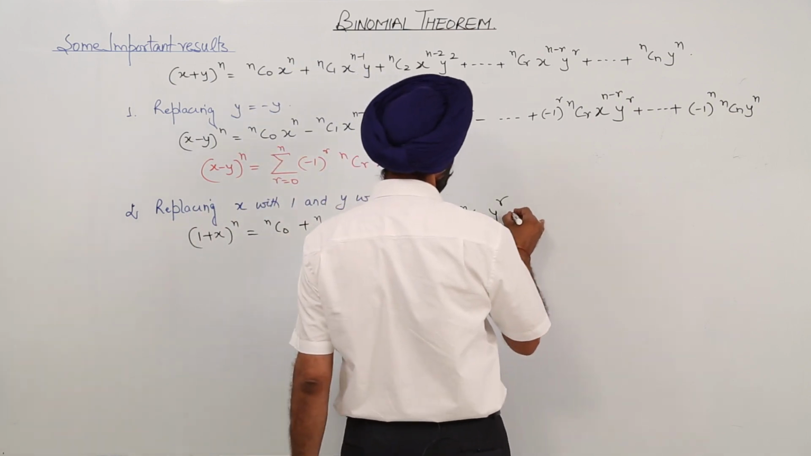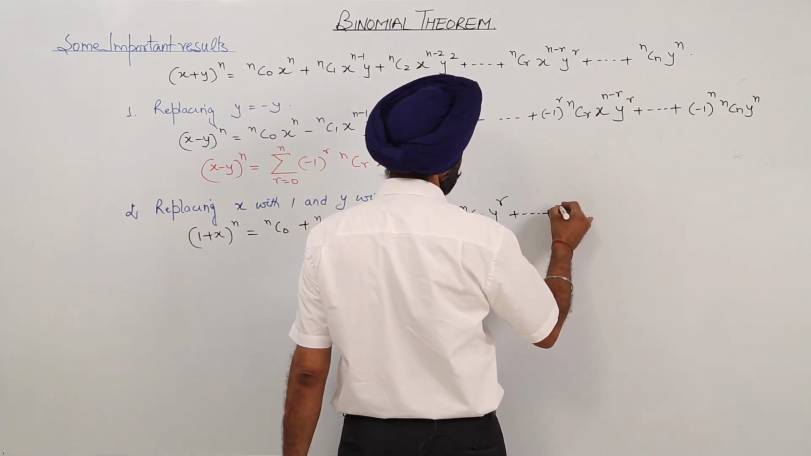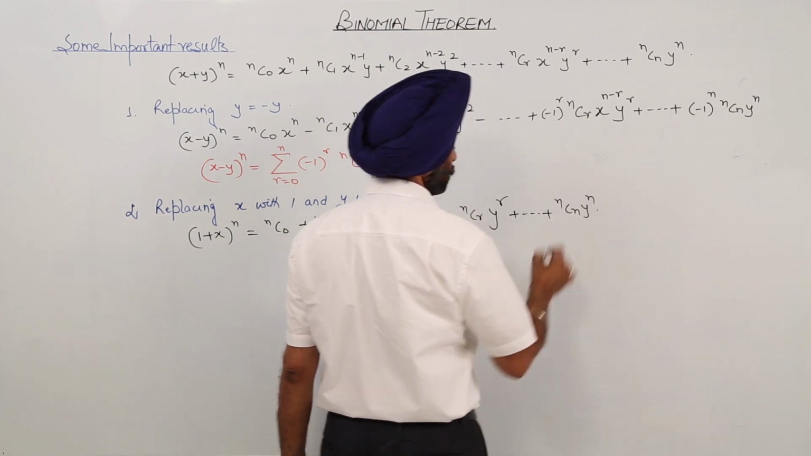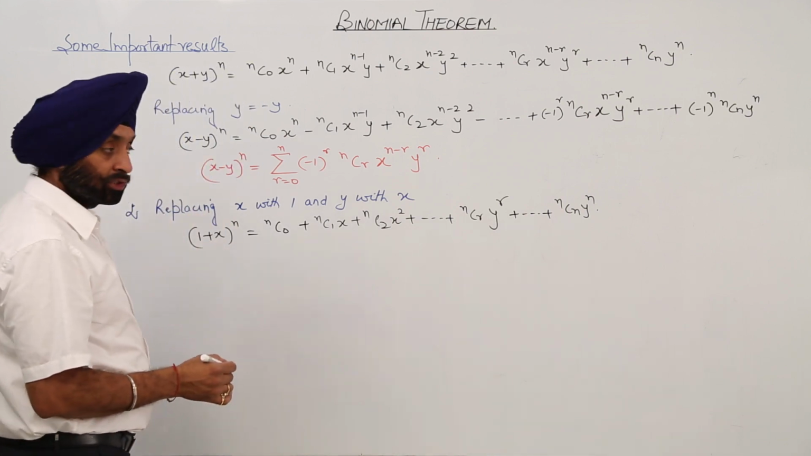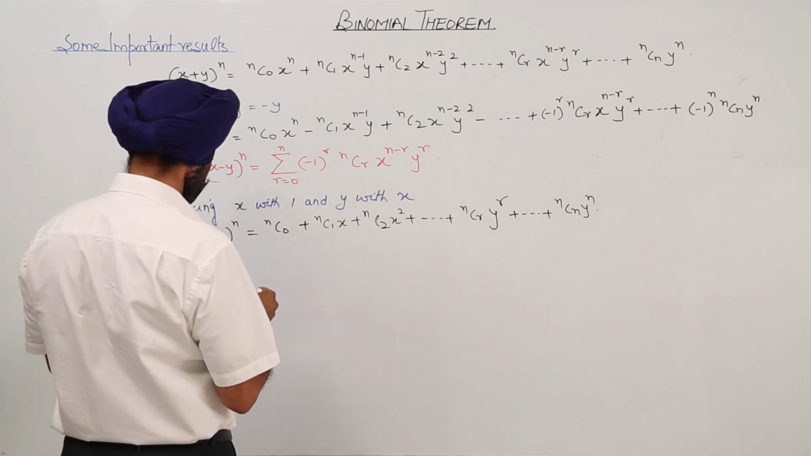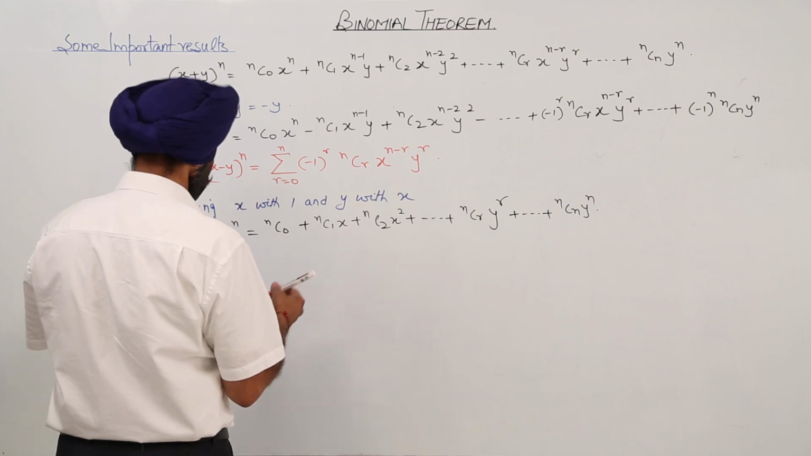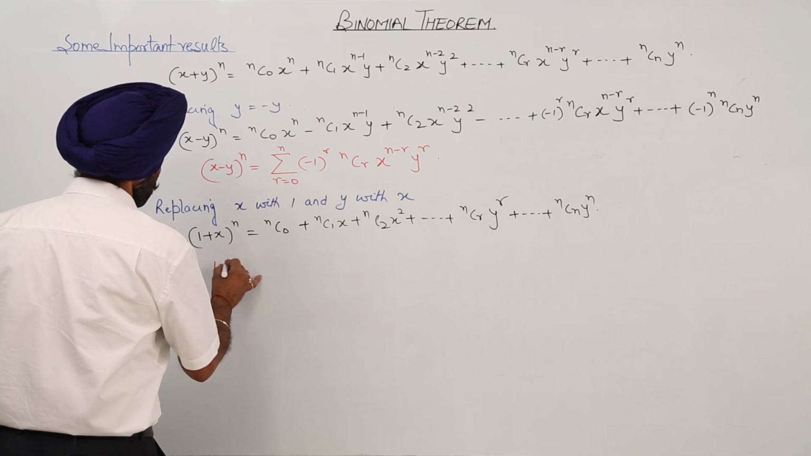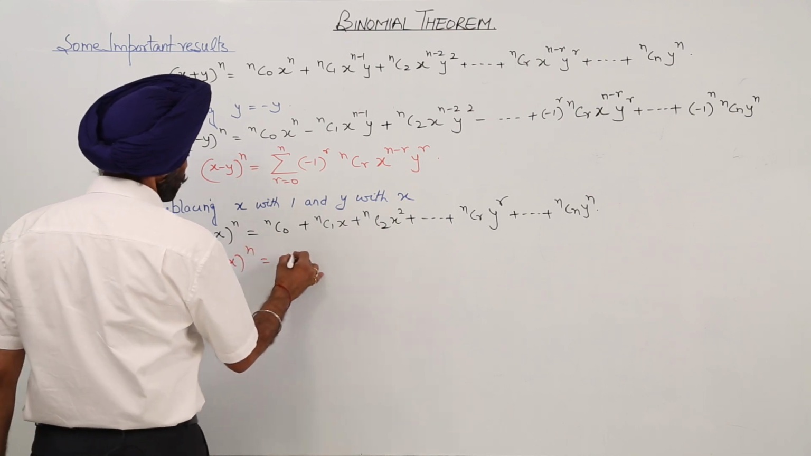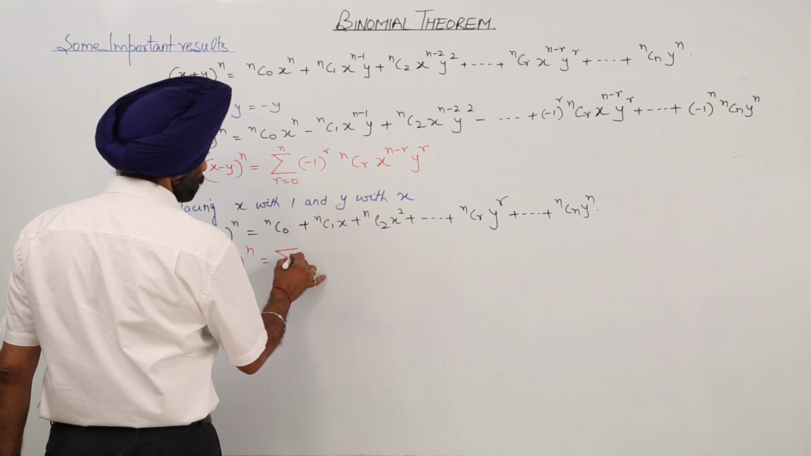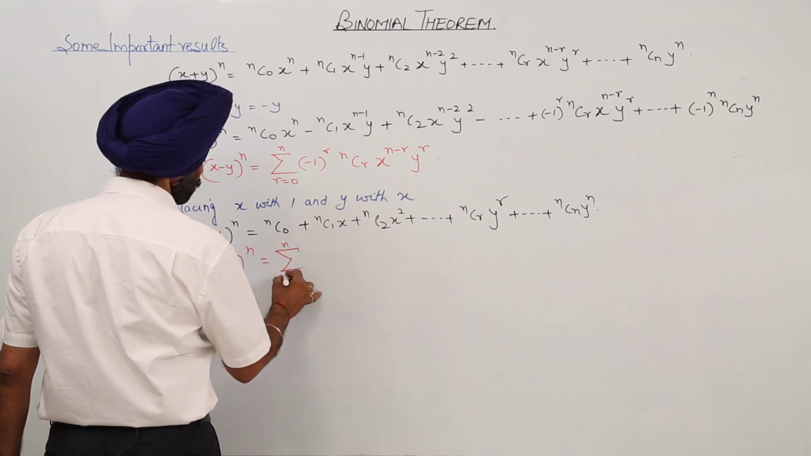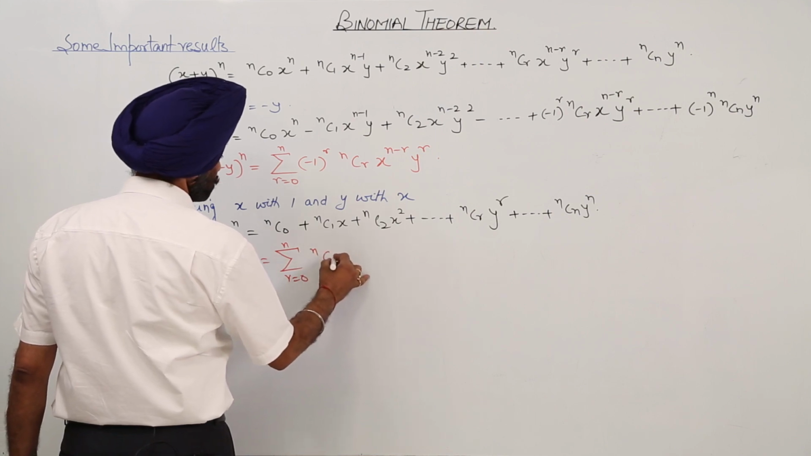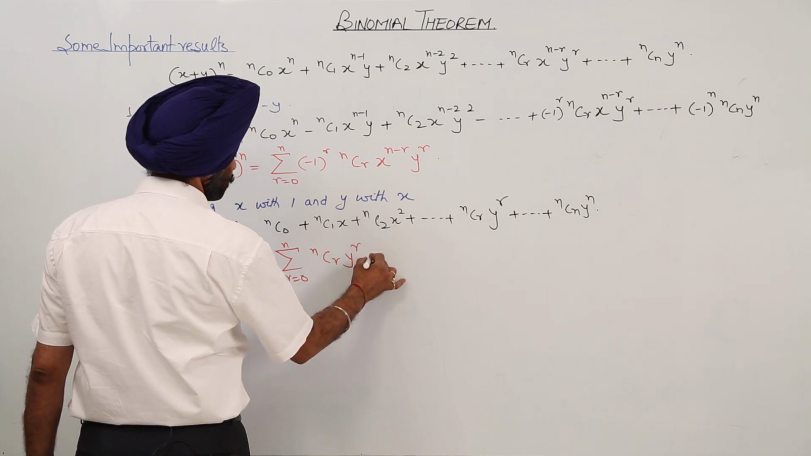then plus nCn y raised to power n. Is it clear? Now in the short form we will be having (1 + x)^n is equal to summation of r from 0 to n nCr y raised to power r.